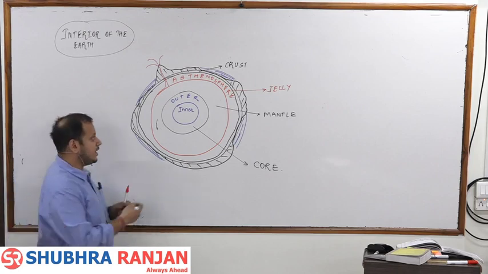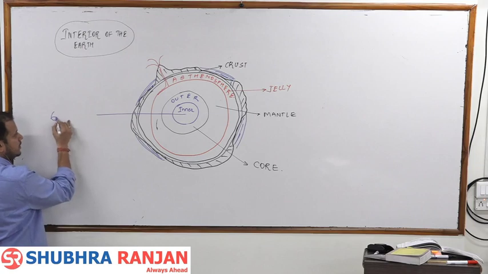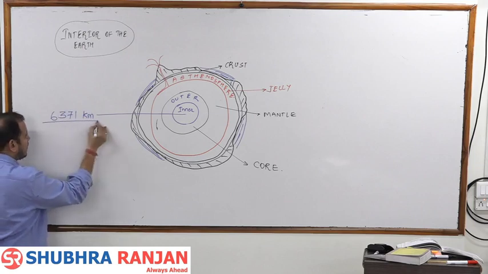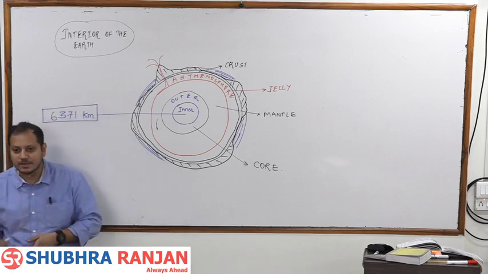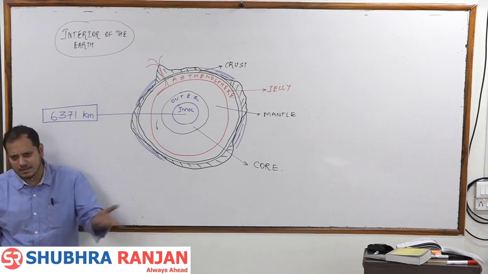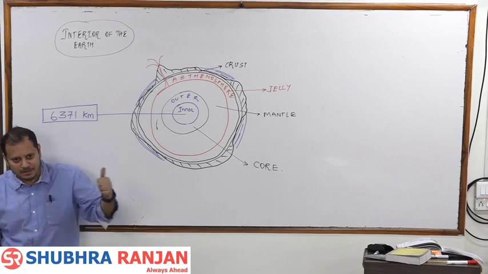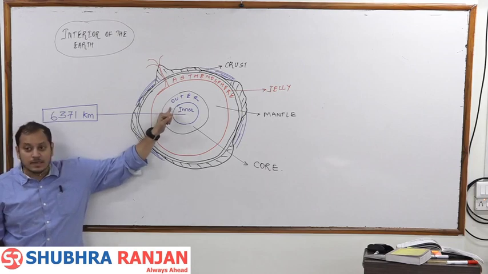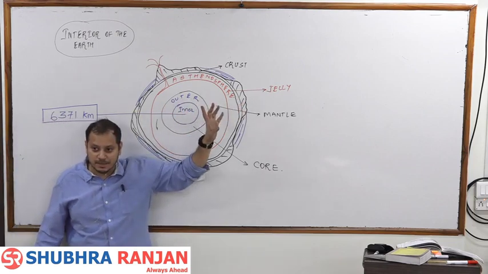So what is the radius of the earth? The radius of the earth is 6371 kilometers or 6400 kilometers. So if it is increasing 1 degree for every 32 meters, imagine what will be the temperature in the interior of the earth. Because of very high temperature, outer core is liquid in nature. I am using the word liquid, I am using the word jelly-like in nature.